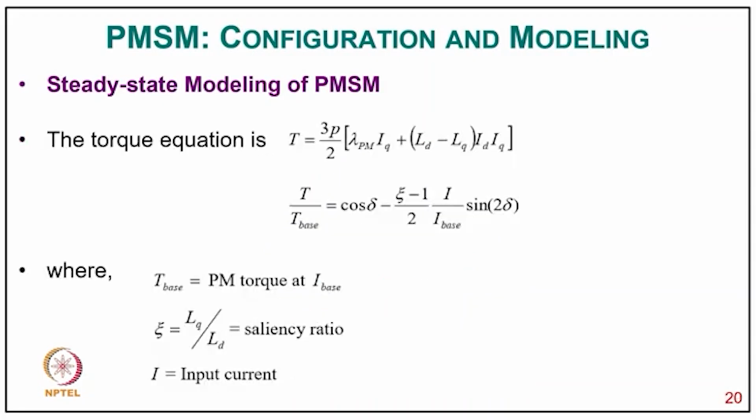So now you can write the torque equation as 3P by 2 in bracket lambda PM IQ plus (LD minus LQ) into ID IQ. And in this expression, you can clearly see an interesting feature: the second term is responsible for below base speed. We can increase the excitation by introducing the value of ID, and by going above base speed, we can introduce the ID value with the opposite sign, and that does the field weakening.